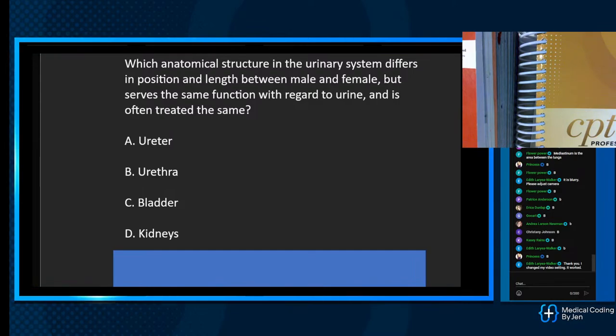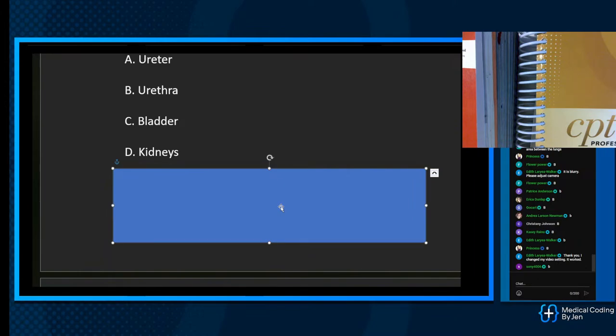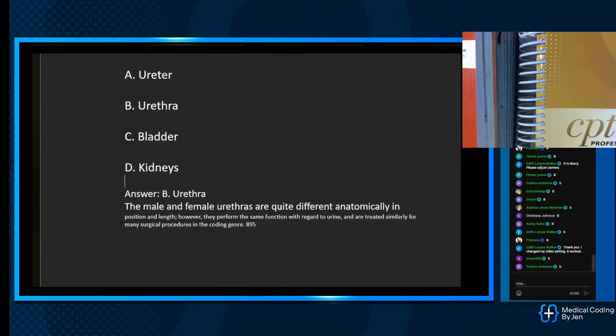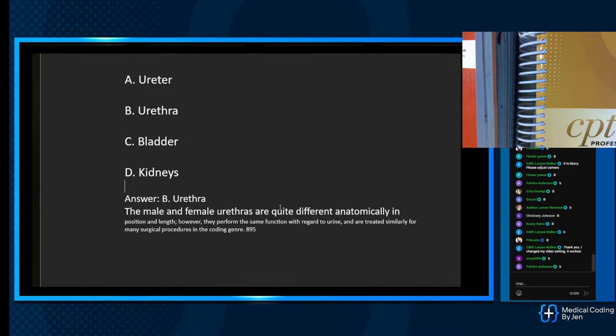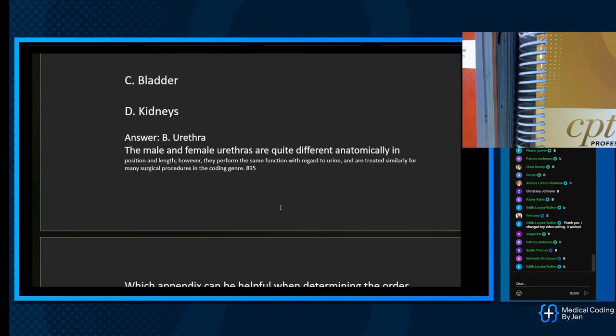Yay, awesome, great, Edith. I think there was an anatomy question about urethra too on the exam recently. I don't know, could be wrong. Page 895 of the ICD-10 book.